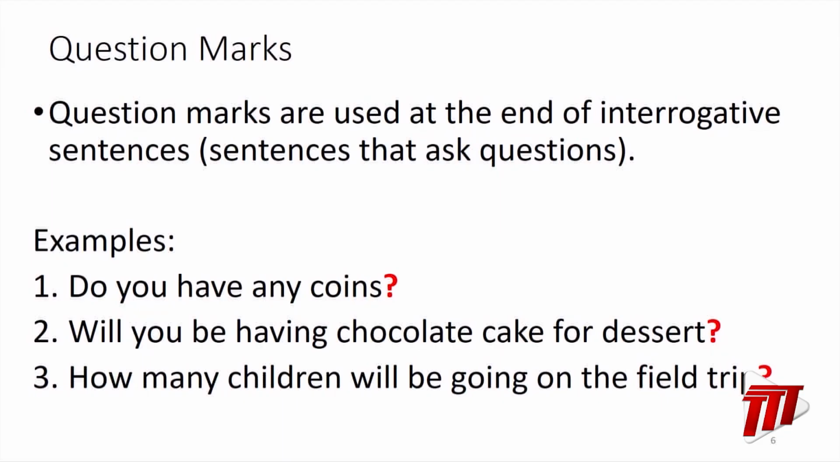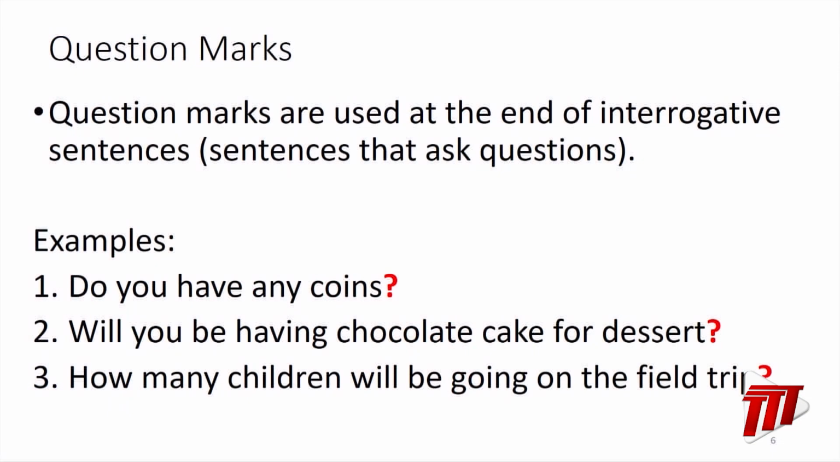Let's go to the question mark. Now, in the previous lesson, I told you that the full stop is used at the end of a declarative sentence, a sentence that makes complete sense. A question mark, however, is used at the end of interrogative sentences. Interrogative sentences are sentences that ask questions. Who, what, why, when, where, whom. Example: Do you have any coins? Will you be having chocolate cake for dessert? How many children will be going on the field trip?